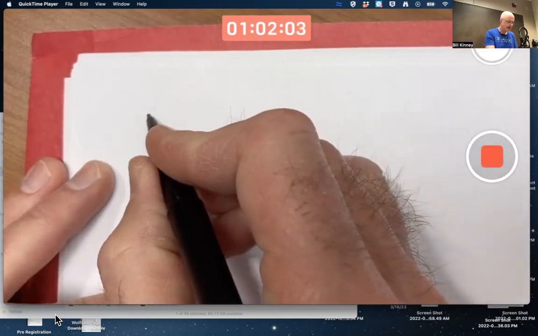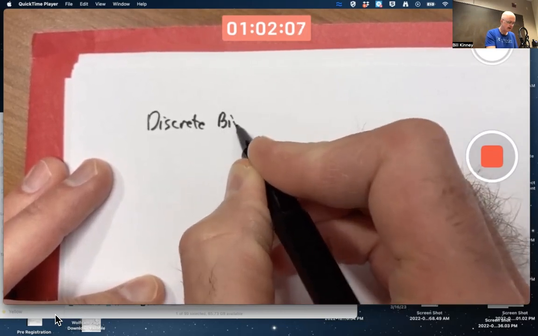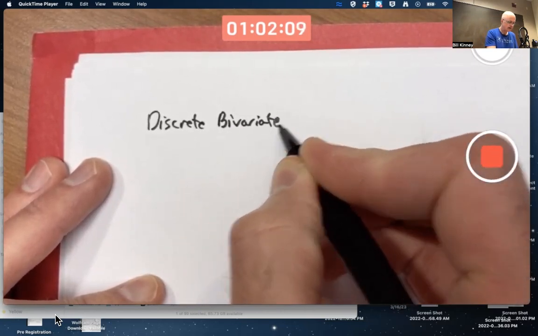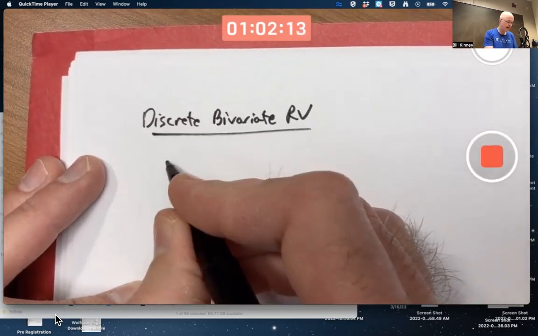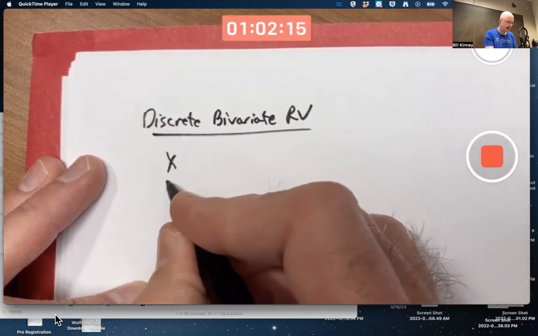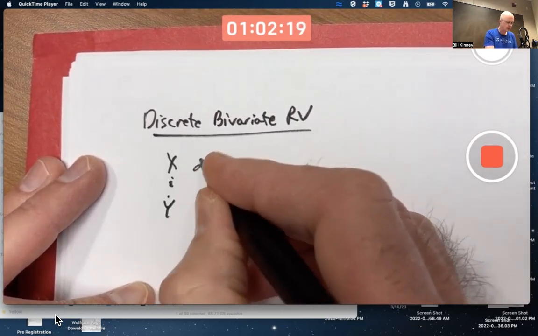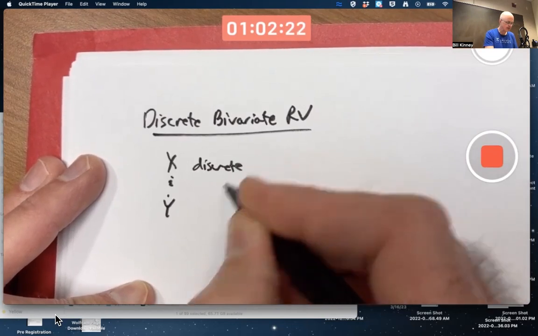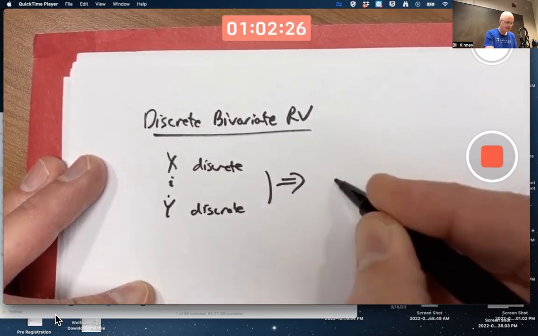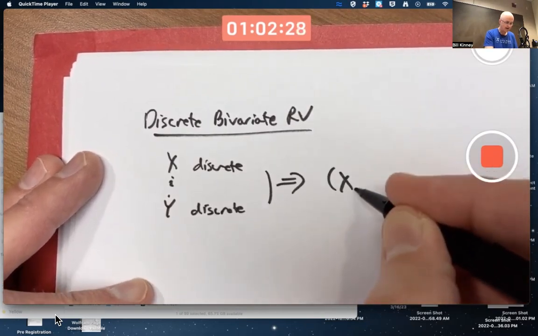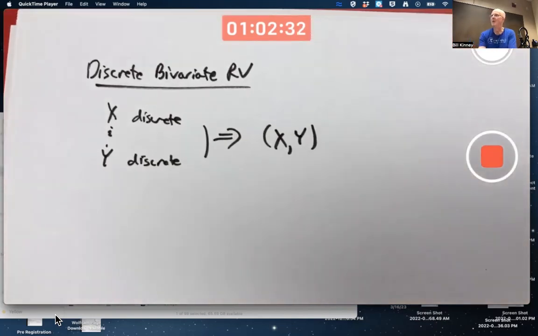We start in the discrete case, discrete bivariate random variable. We start with two random variables that are discrete, X and Y. Discrete univariate random variables. And we create, you could call it a vector random variable, but we're going to write it with point notation, X comma Y.